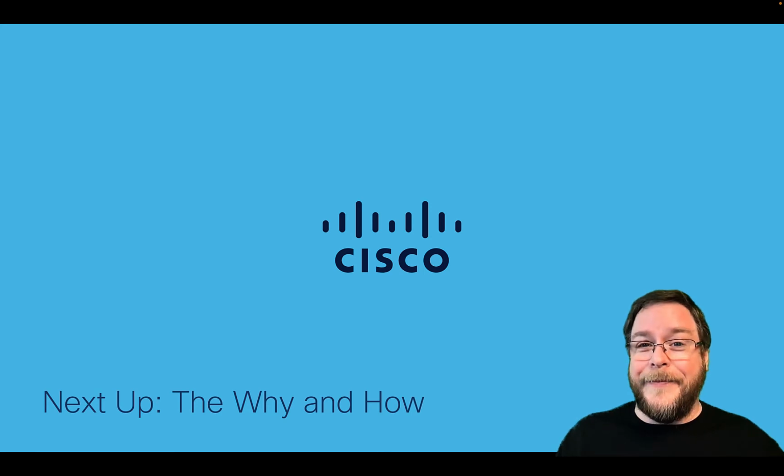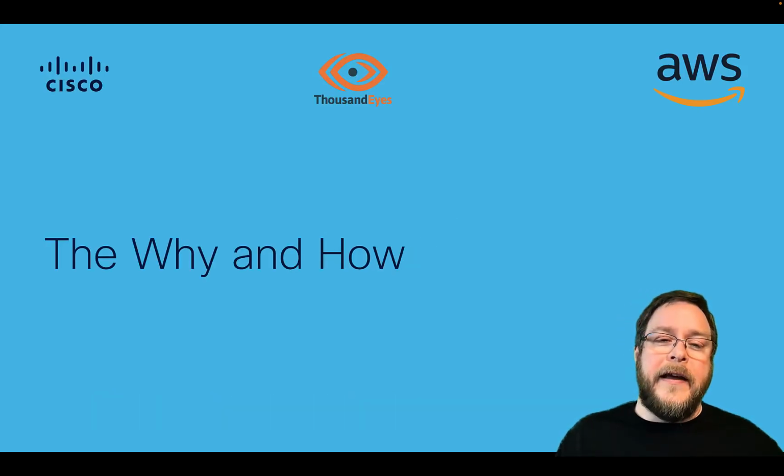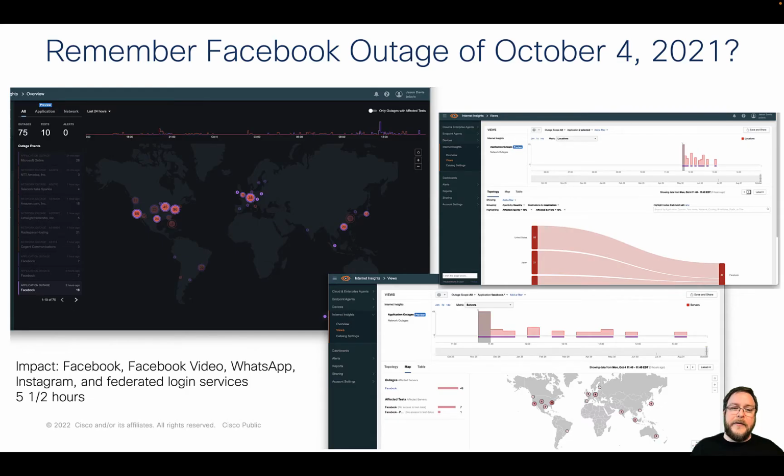So stand by. In this section, we're going to talk about the why and the how with Cisco ThousandEyes. How many of you remember the Facebook outage from October 4th in 2021? I do, because I was actually sitting and looking at my ThousandEyes portal, and within a few minutes, the global agents that Cisco has deployed that monitors the health of the internet was starting to show outages from Facebook.